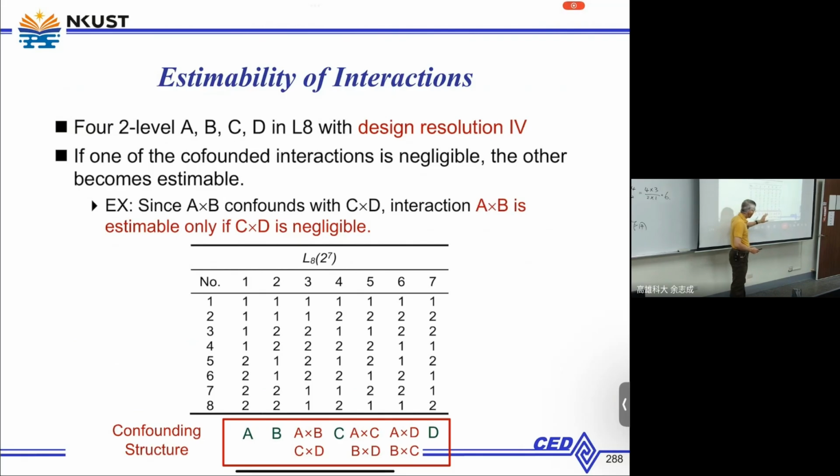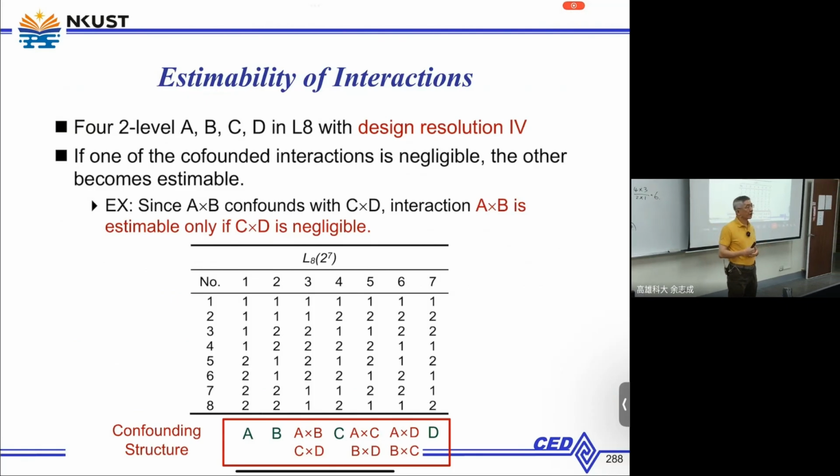So A, B, and C, D cannot be analyzed at the same time. Only one can be analyzed. So you need to make sure, if you already know which one can be neglected. But you cannot say, okay, I want to neglect this one. No, you have to analyze from their theoretical background.